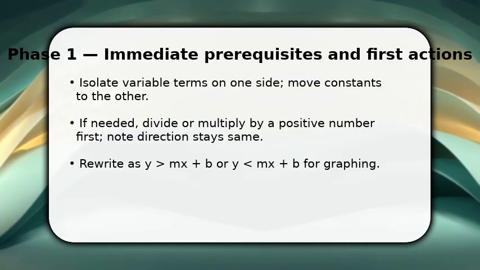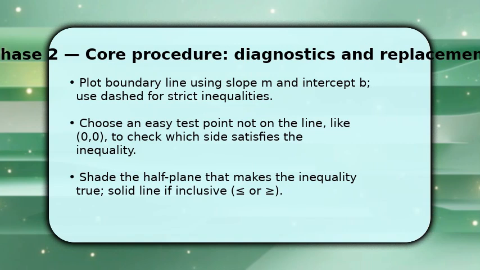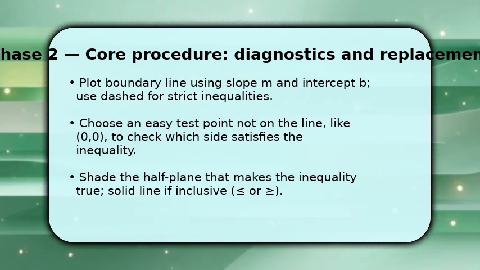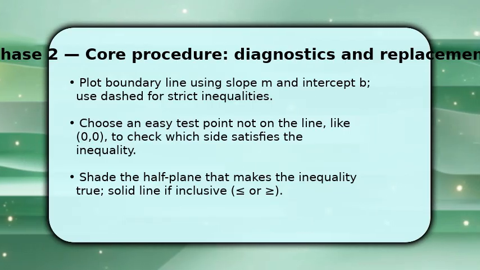Now you're ready to sketch the boundary line on a coordinate plane. Now draw the boundary line. Plot the intercept and use the slope to mark a second point, then connect them. If the inequality is strict, use a dashed line. If it includes equality, draw a solid line.